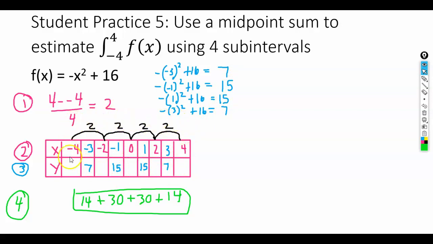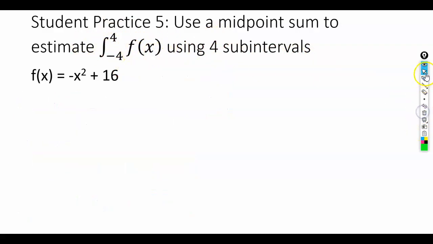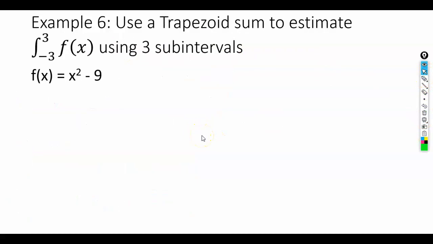So up here we have our bases, here we have our heights. We multiply the base times height, and we get 14, 30, 30, and 14. Adding those all together, we have a midpoint sum using 4 subintervals to estimate this integral. All right, so that. We could do the same thing with trapezoid sums.